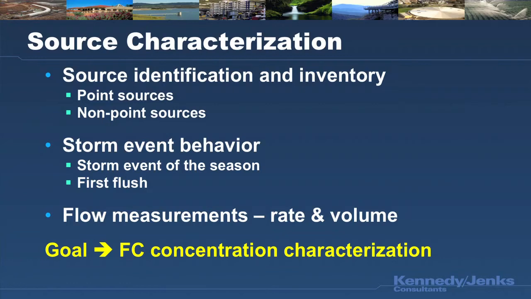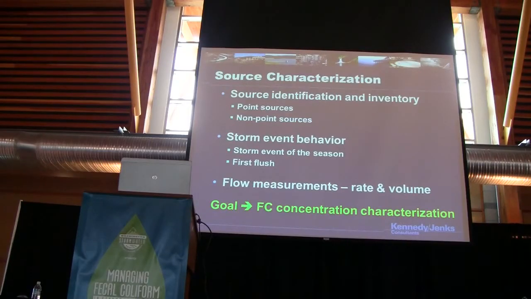So the first step, I think, that's very important in looking over your situation is to do what I'm terming source characterization. So source identification looks at point sources and non-point sources, basically doing an inventory, looking at the storm event behavior in terms of storm events of the season. So first storm of the season versus later storms in the season have a difference, as well as where in the storm the water is, whether it's first flush versus later in the storm event.